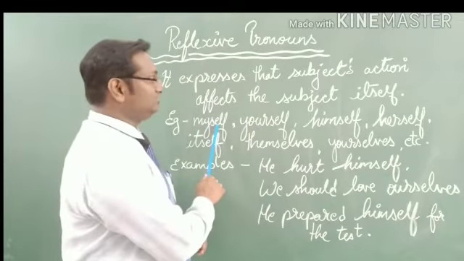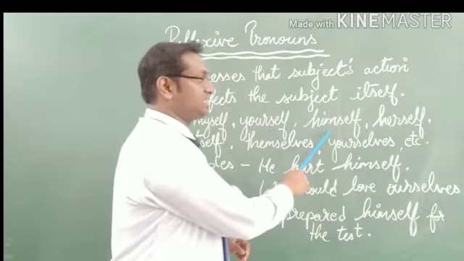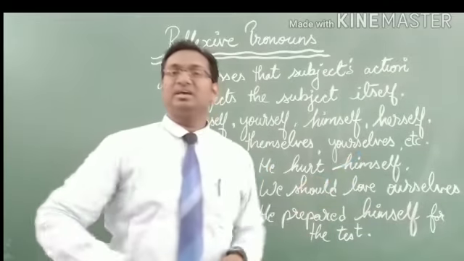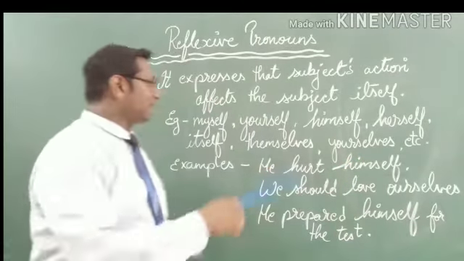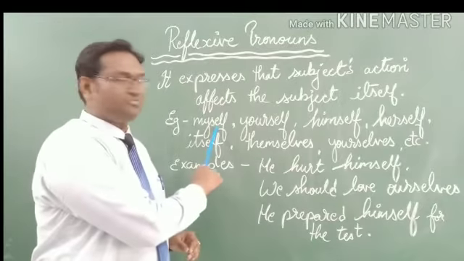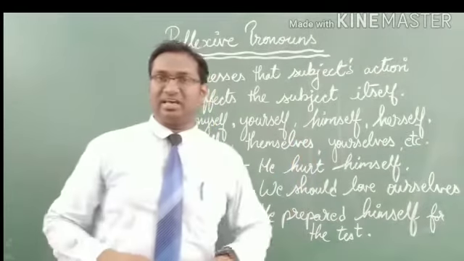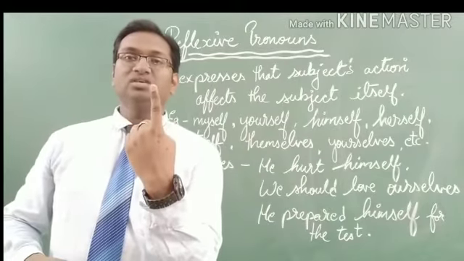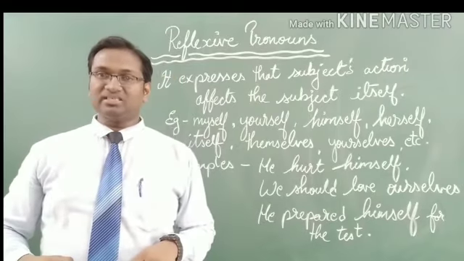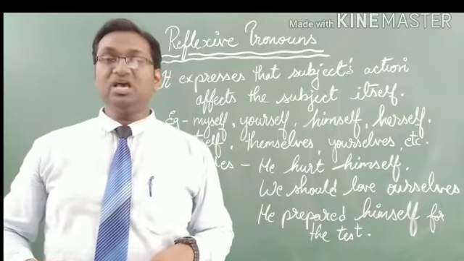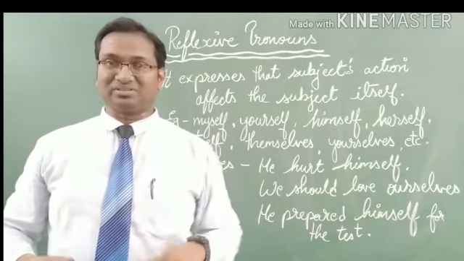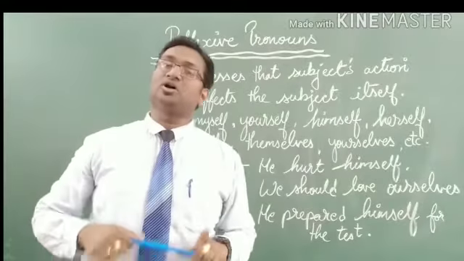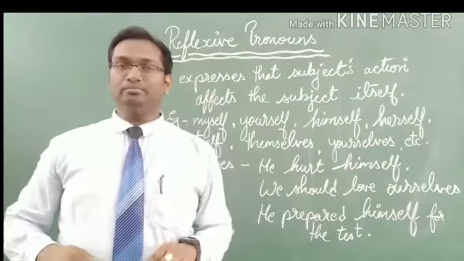Examples: myself, yourself, himself, herself, itself, themselves, yourselves, etc. Now over here I am using self, S-E-L-F, and S-E-L-V-E-S. S-E-L-F, self means we are talking about a singular person. S-E-L-V-E-S, selves means we are talking about plural persons. So self and selves are used for singular and for plural.